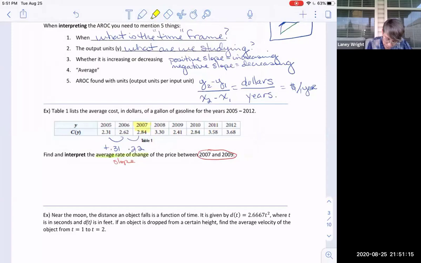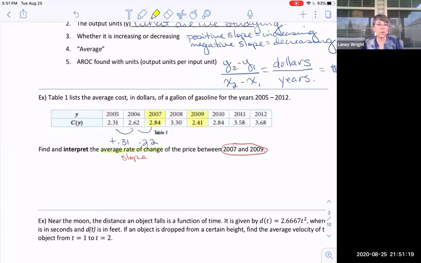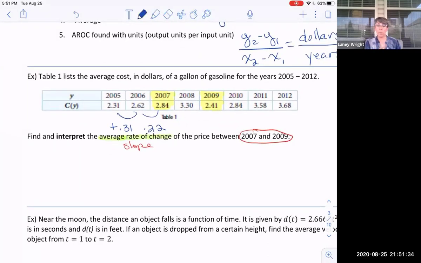So that means we're looking at 2007 and 2009. Let me blow those up a little bit. So remember, to find our slope, we have to have 2 points. So which is our input value? It's weird because they have Y and C of Y. It's like, wait a minute, there's no X, there's a Y and a C, so which is which?